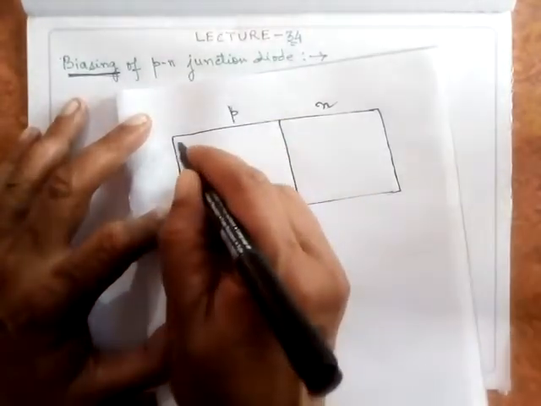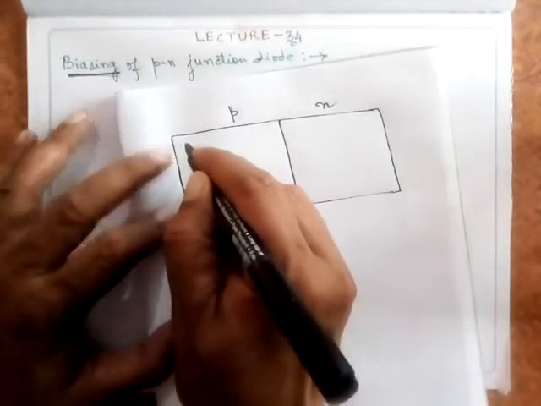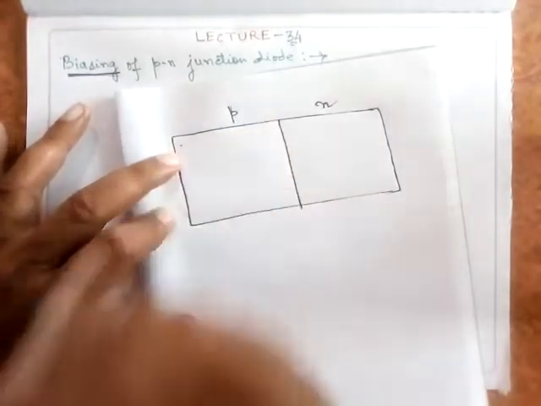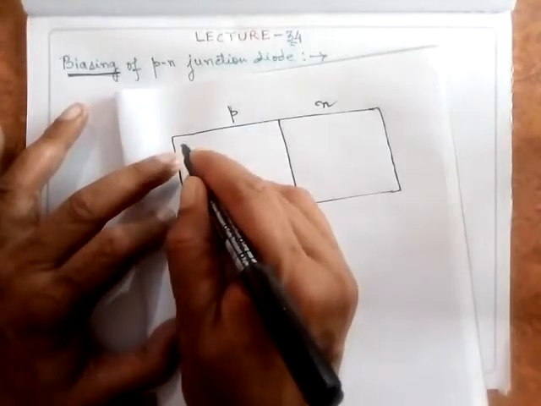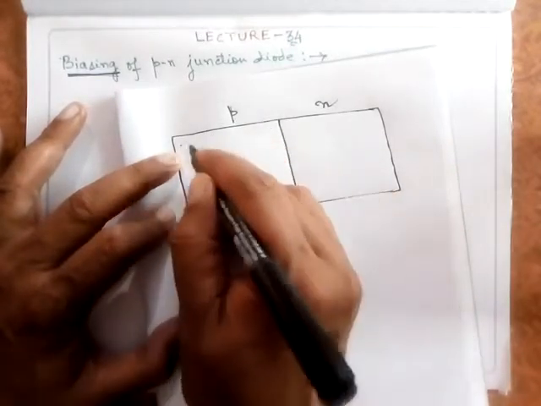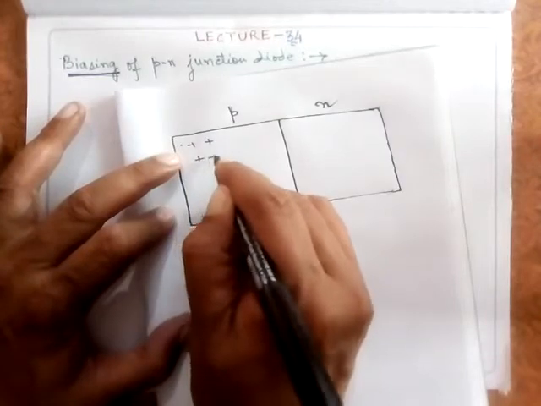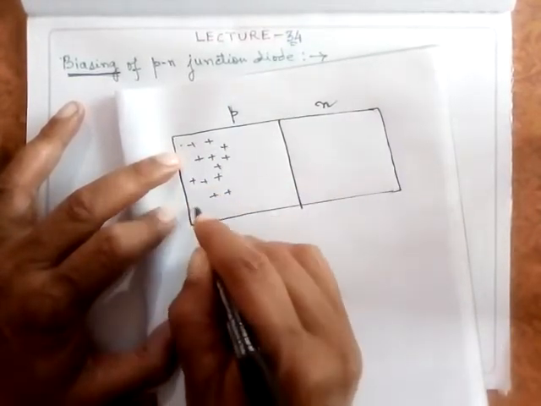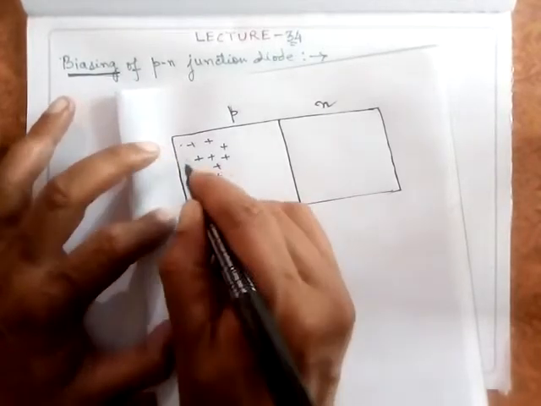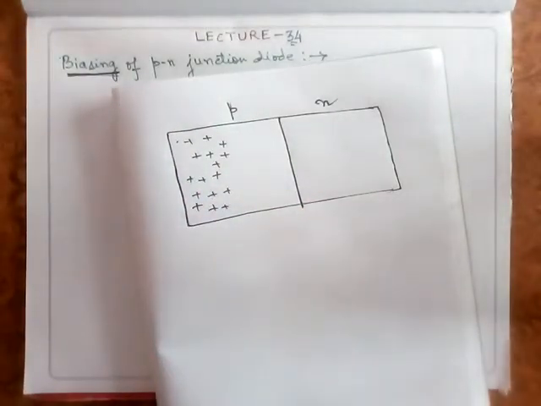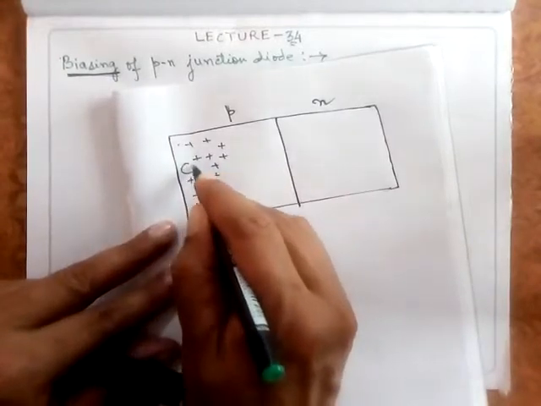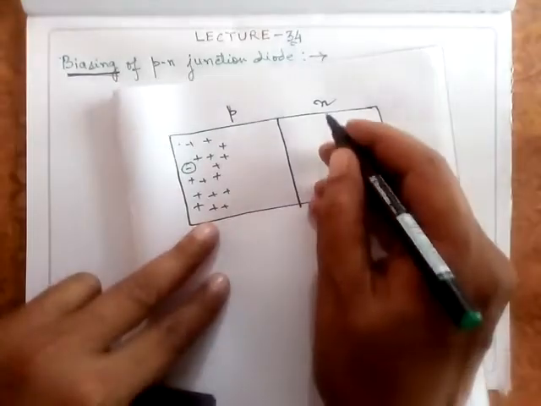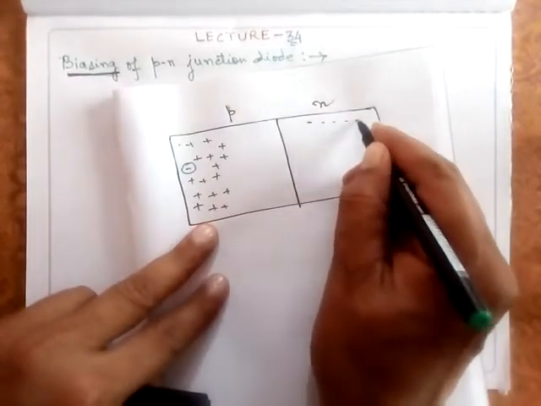The P type semiconductor will have acceptor ions. It is formed by adding the acceptor impurity. It will have negative acceptor ions, and the majority charge carriers are holes here. Along with these negative acceptor ions, on the N side you will have majority of electrons.